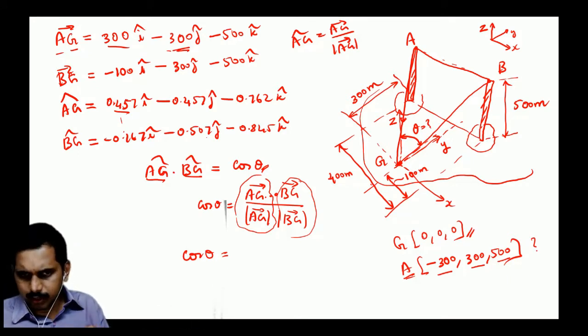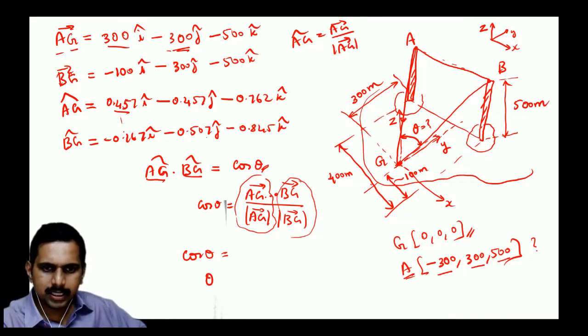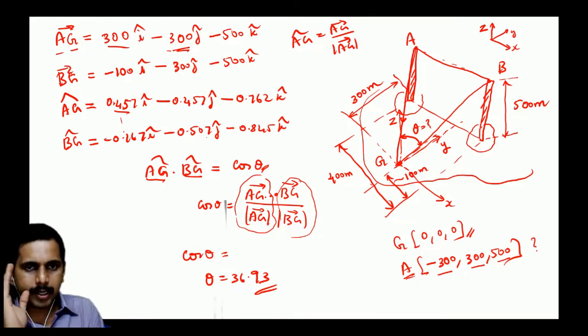36.93. Very good, very good. Others also got the answer. So the answer is theta is 36.93. Did you get this answer, students? Everyone, do it by yourself, everybody.